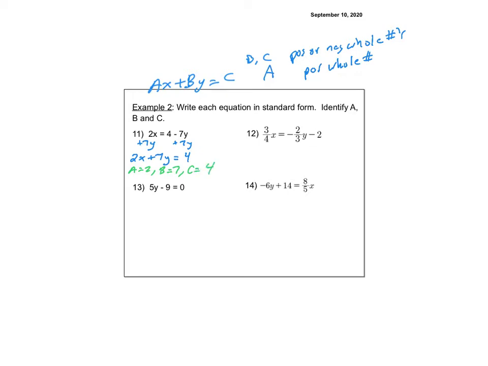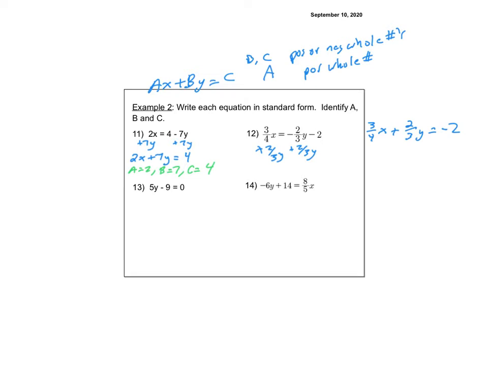All right, let's look at number 12. Let's move the y term over by the x term. So I'm going to add 2/3 y to both sides. So we end up getting 3/4 x plus 2/3 y equals -2. The requirement says that a, b, and c all have to be whole numbers. 3/4 and 2/3 are not whole numbers.